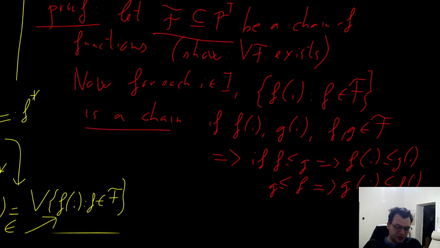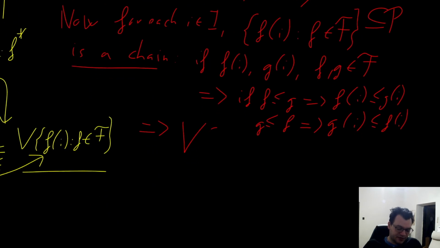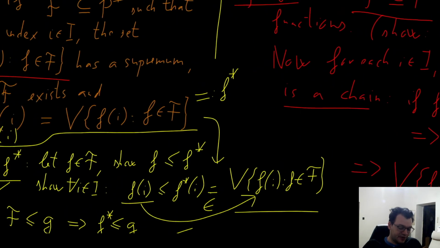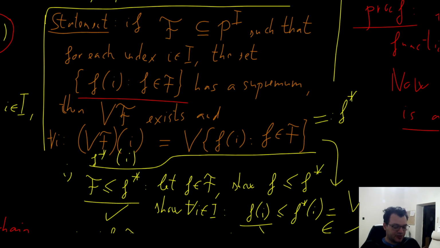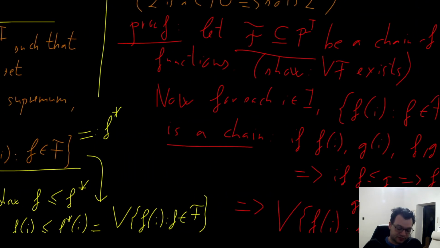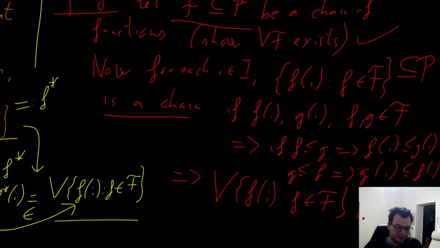And since it's a chain and this is a subset of the poset P, because it just contains values, it means that the supremum of these f(i), f in F, exists, because P was a CPO. Now the previous statement says that if F is a set of functions such that this set has a supremum, and that holds, then the supremum exists. Which means that the supremum of F exists. Done. Cool.